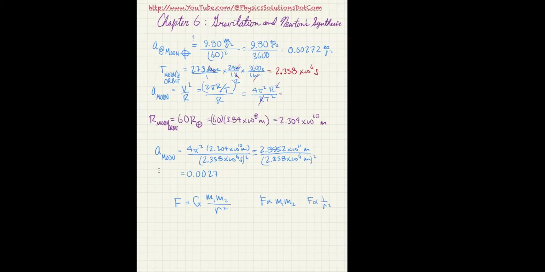So if you double the distance away, you cut the force down by a factor of 4. If you cut the distance to 1/3 as big as it was, then you increase the force by a factor of 9. That's a big deal.